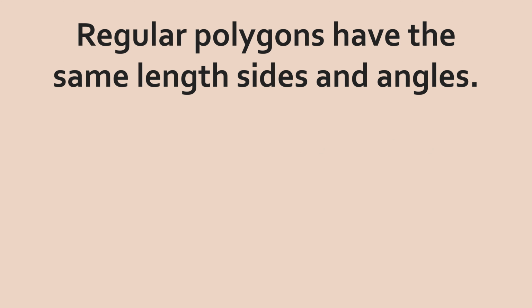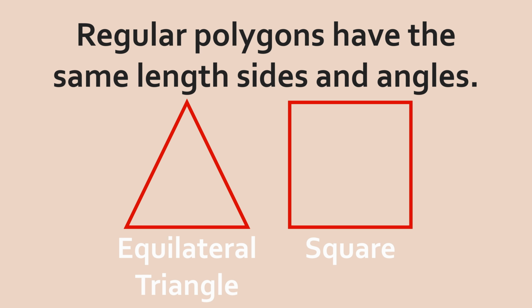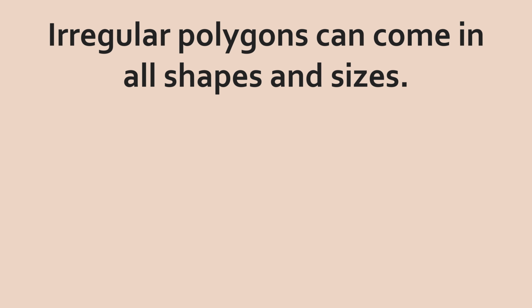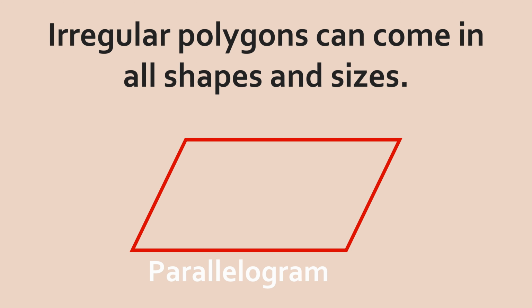Not all polygons are created equal. Some, like squares and triangles, have all sides the same length and all angles equal. These superstars are called regular polygons. Irregular polygons, on the other hand, are like the wild ones of the group. Their sides and angles can be all different shapes and sizes, such as this parallelogram.